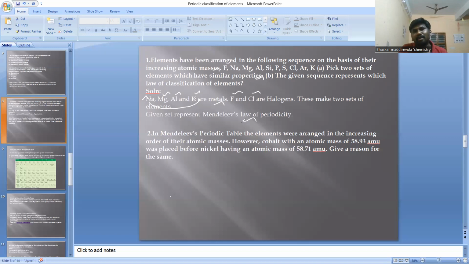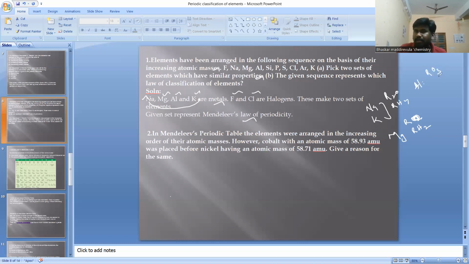So this set will represent the Mendeleev periodic table, based upon the reactivity toward oxygen. Sodium and potassium form the same type of oxides, R2O type oxides, and RH type hydrates. Same with magnesium: it forms RO type oxides and RH2 type hydrates.